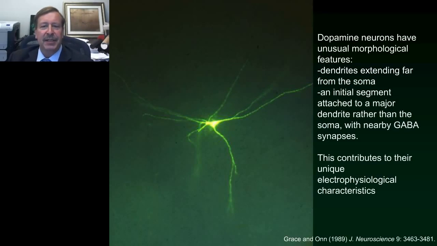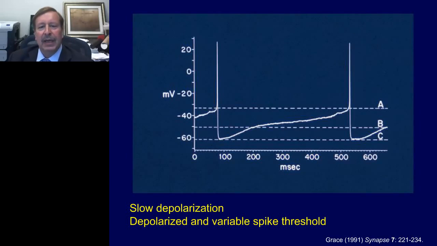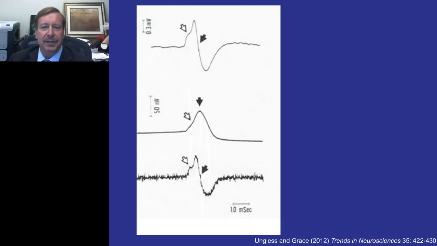Now, the dopaminergic neurons have unusual morphological features. They have dendrites that extend far from the soma. They have an initial segment that gives rise to the axon, so the axon actually comes off of the dendrite rather than the soma. And this contributes to their unique electrophysiological properties. As you see in this case, the dopaminergic neurons have this slow depolarization that leads up to a very depolarized spike threshold. And this slow depolarization and high spike threshold contribute to the unique features.